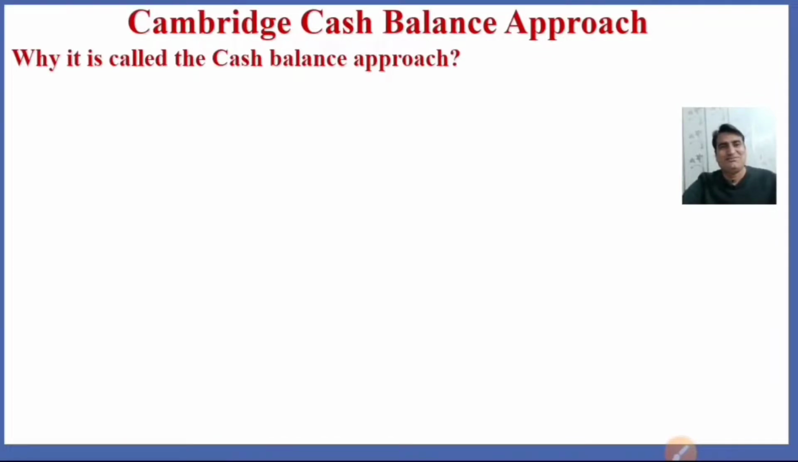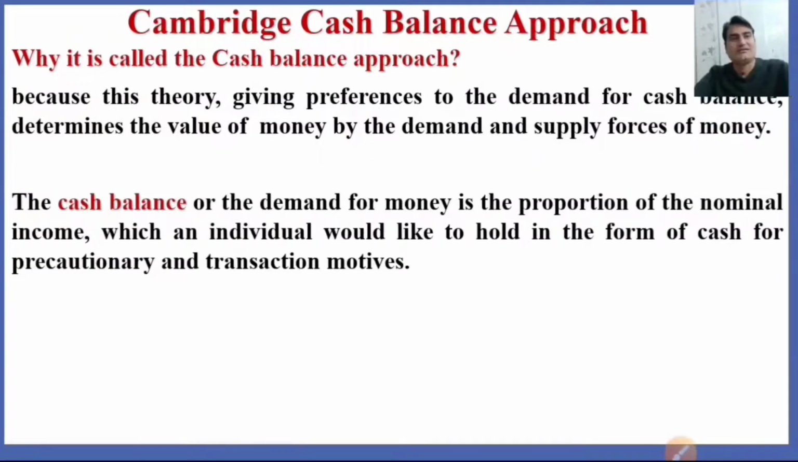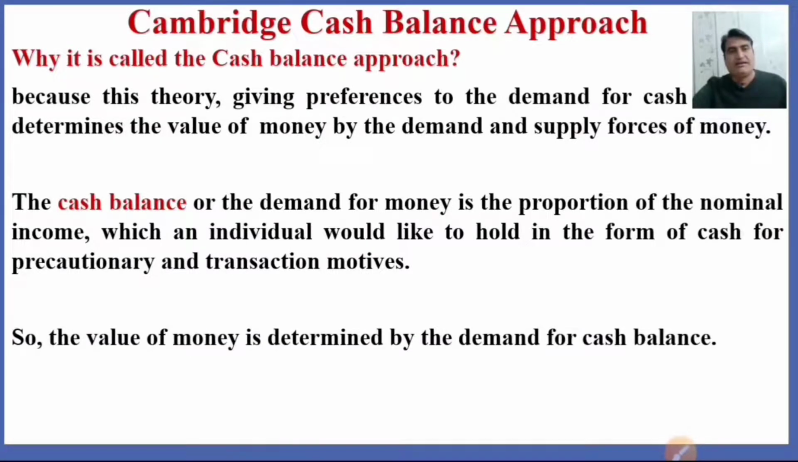Why is it called the cash balance approach? Because this theory, giving preference to the demand for cash balance, determines the value of money by the demand and supply forces of money. What is cash balance? The cash balance, or the demand for money, is the proportion of nominal income which an individual would like to hold in the form of cash for precautionary and transaction motives. The value of money is determined by the demand for cash balance. That's why it is called the cash balance approach.